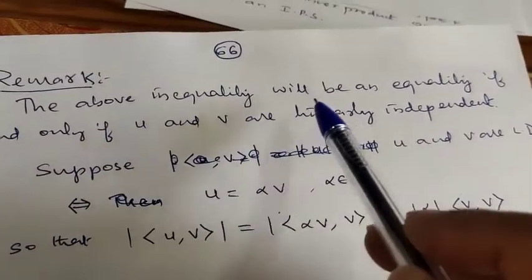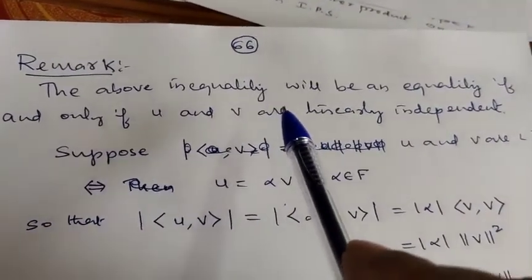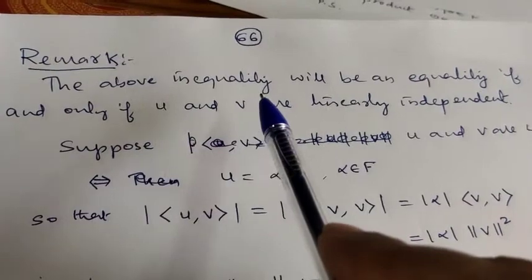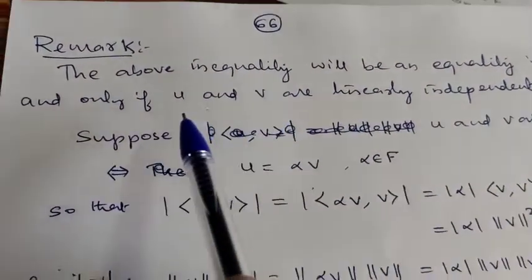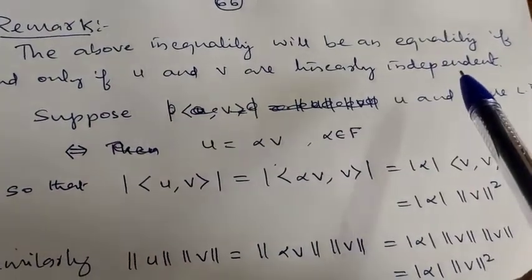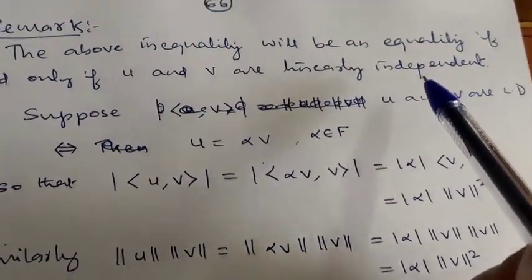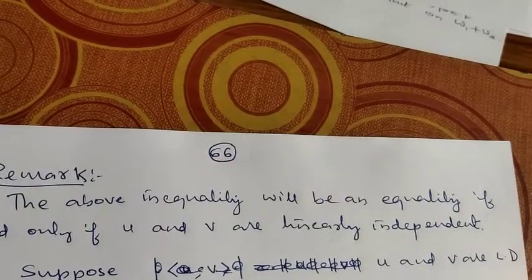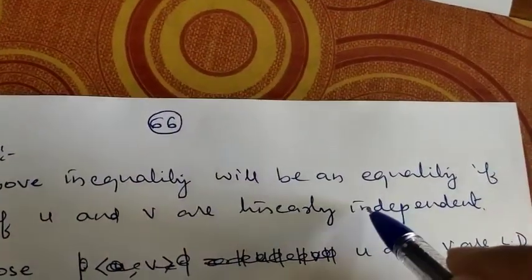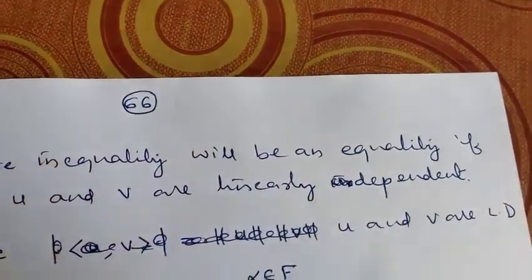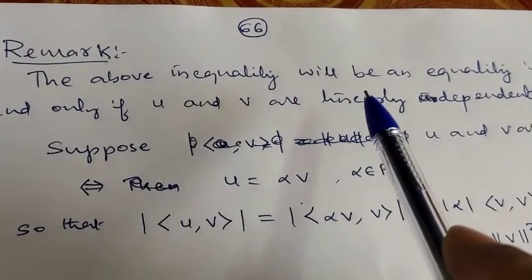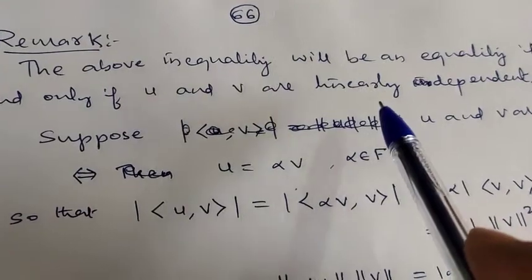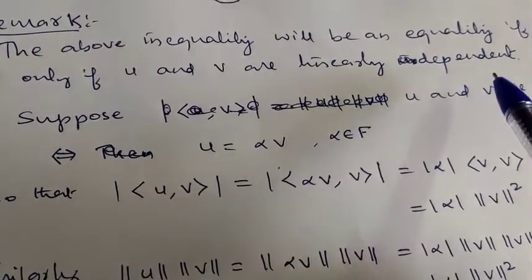Next, suppose you have a remark here. The above inequality, the Cauchy-Schwarz inequality, will become equality if and only if u and v are linearly dependent. Not independent, linearly dependent. So we have equality in the Cauchy-Schwarz inequality if u and v are linearly dependent.